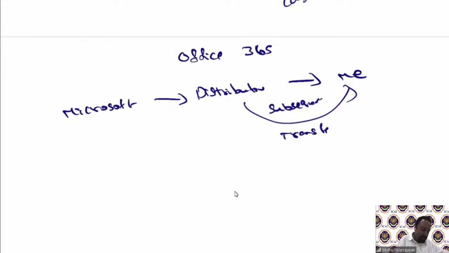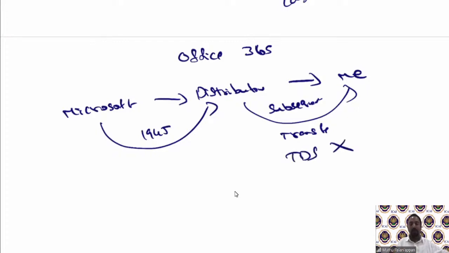So the provision says, if this transaction has undergone 194J, then TDS is not applicable in this transfer. So you have already deducted TDS and there is no modification in this particular subsequent transfer. No modification on this particular Office 365.